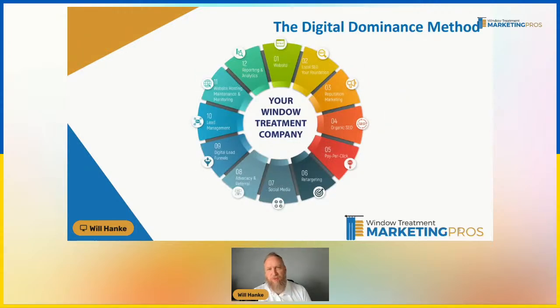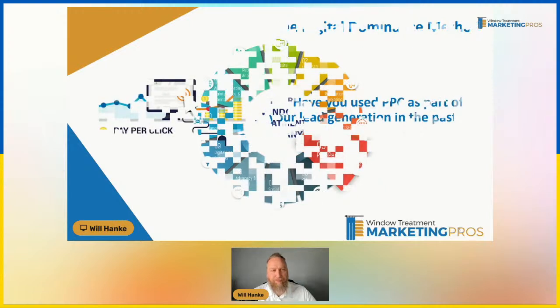Pay-per-click is a piece of a system we call the digital dominance method. There are 12 main pieces to this, and you've probably heard many times people say, oh, you really need to do SEO. Oh, you really need to do social media. Oh, you really need to do paid ads, right? There are all these different things you could be doing. And we've kind of segmented them into 12 main areas. Today, we're going to be talking about number 5, which is the pay-per-click area, or paid ads in general, how you can get leads specifically through this particular method or platform.